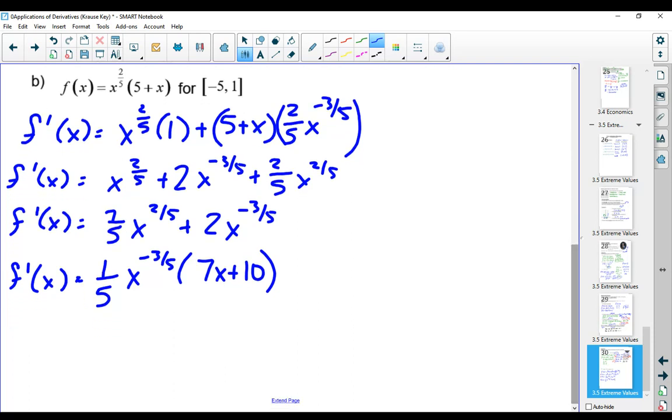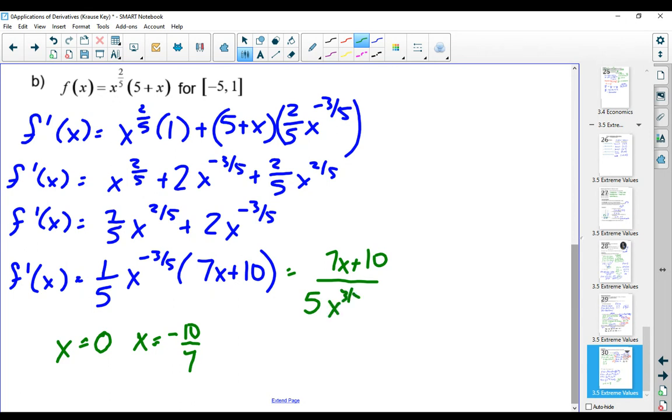Now, if I set that equal to 0, that means that x equals 0 or x equals -10/7. Now we do still have to check for restrictions, because if I rewrite this, this is the same as 7x plus 10 all over 5 times x to the 3/5. Well, when x is in the denominator like that, we know that x cannot be 0. So this will be a critical point, but it's going to be an asymptote. So x cannot equal 0. All right, so we'll have critical points at x equals -10/7 and x cannot equal 0.